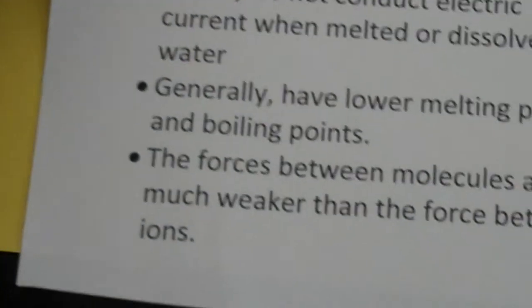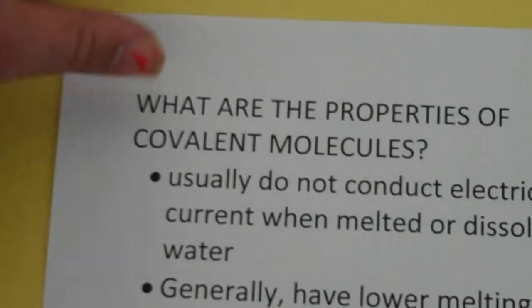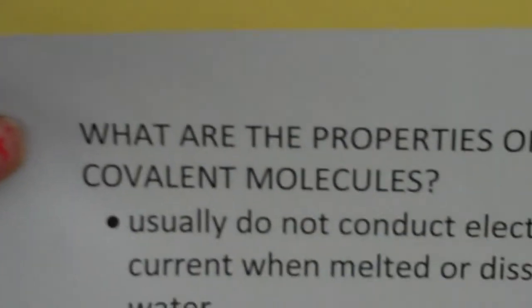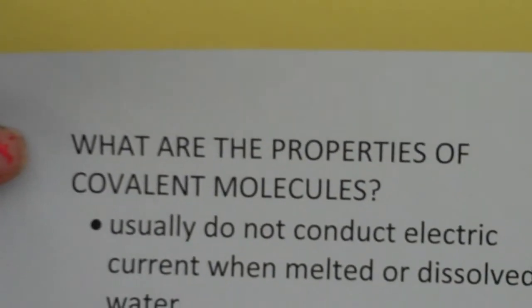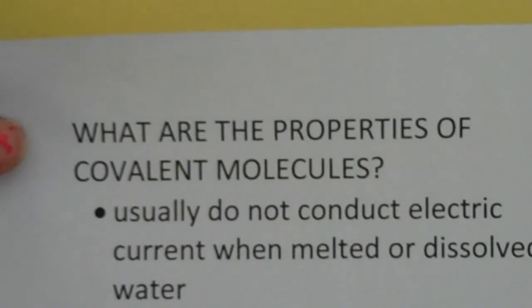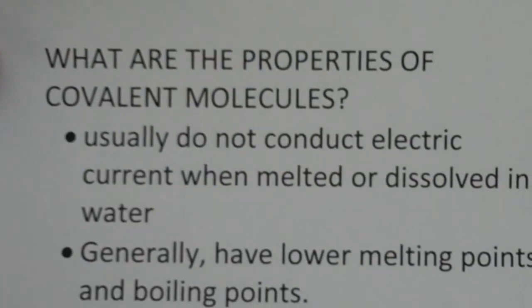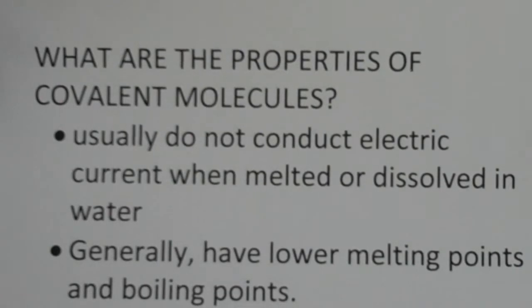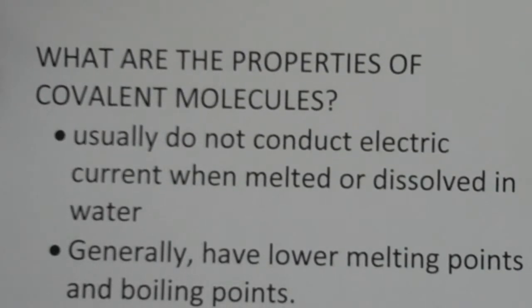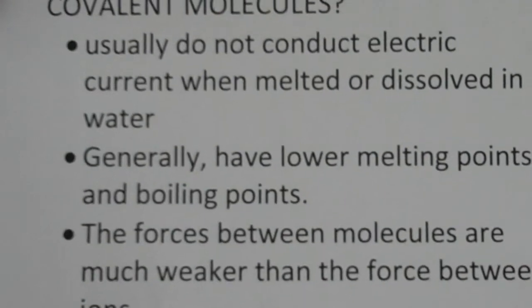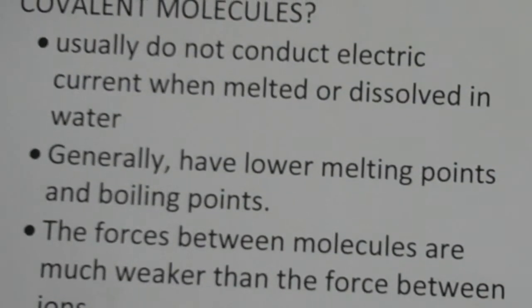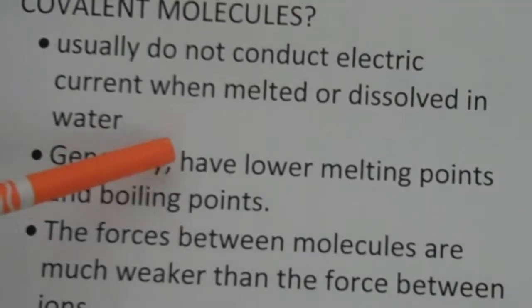The difference between ionic and covalent compounds is not just that sharing, but also their properties. So what are the properties of a covalent bond? We're going to bullet 3 things here. They usually do not conduct electric currents when melted or dissolved in water, where ionic bonds will. And generally, covalent bonds have lower melting points and boiling points. It's easier to break apart their bonds.